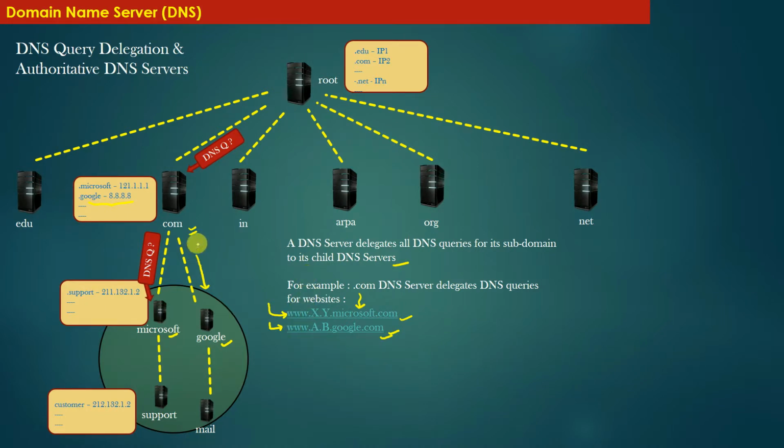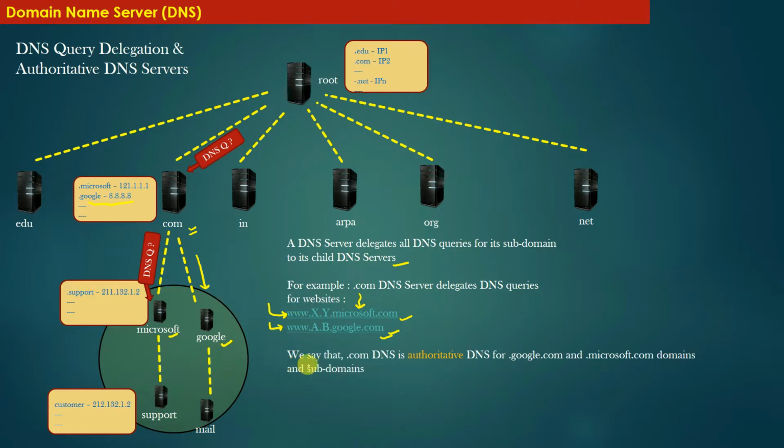So you can see in this example that every time the .com DNS server receives a DNS query, and if that DNS query is for a subdomain which comes under the .com DNS server, then the .com DNS server simply delegates this DNS query to its child DNS servers.